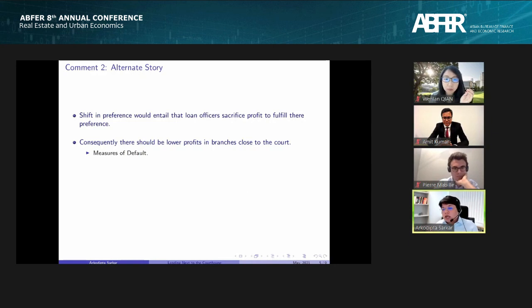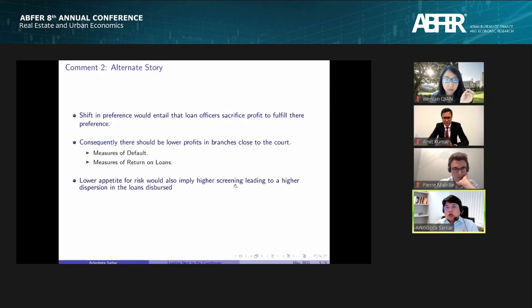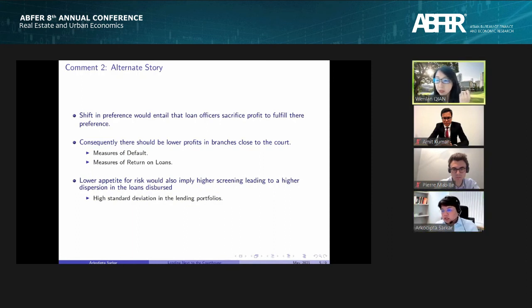Now, lower risk appetite itself could also imply higher screening by managers or loan officers, and that would lead to managers exactly screening each borrower and disbursing loans exactly as much as they would have predicted through their fundamentals as well as softer information, which would lead to higher standard deviation in the lending portfolios of a manager in the number of loans that they are disbursing. So this could be a prediction: checking the standard deviation across the lending portfolios within the manager.